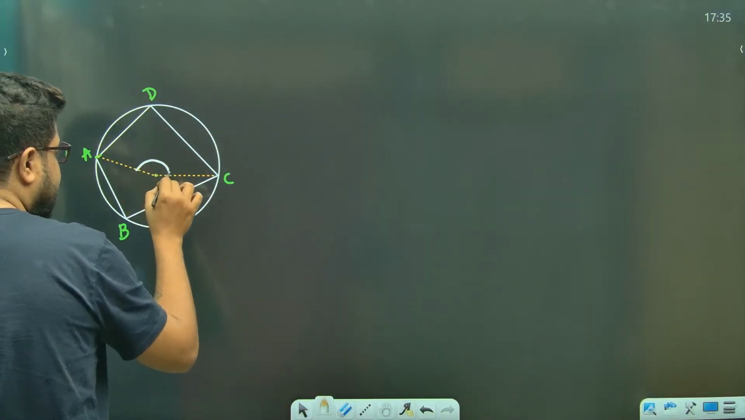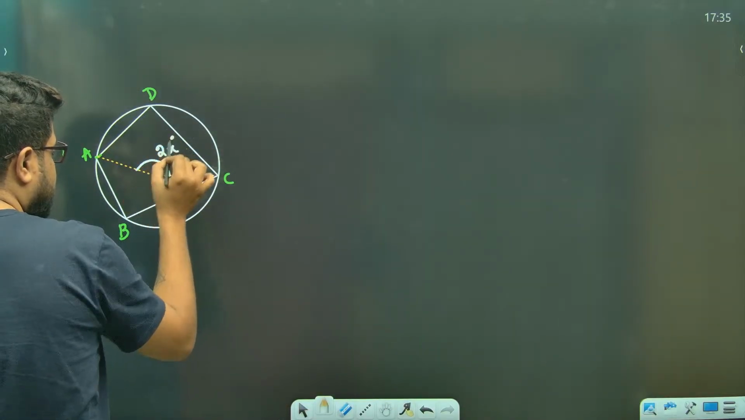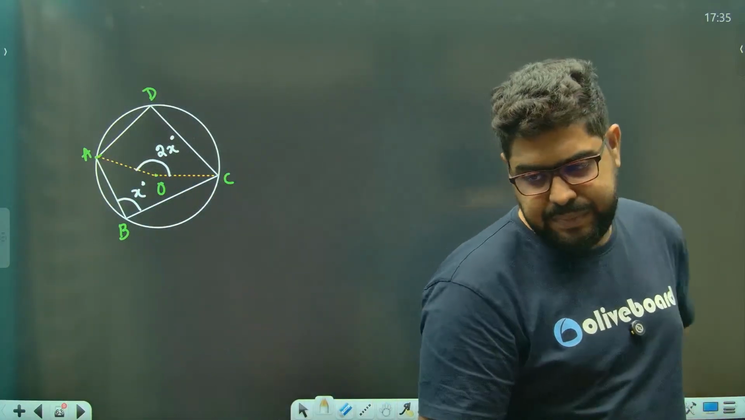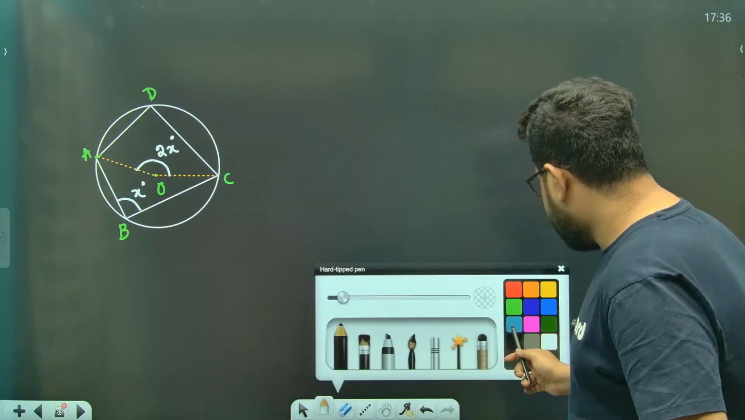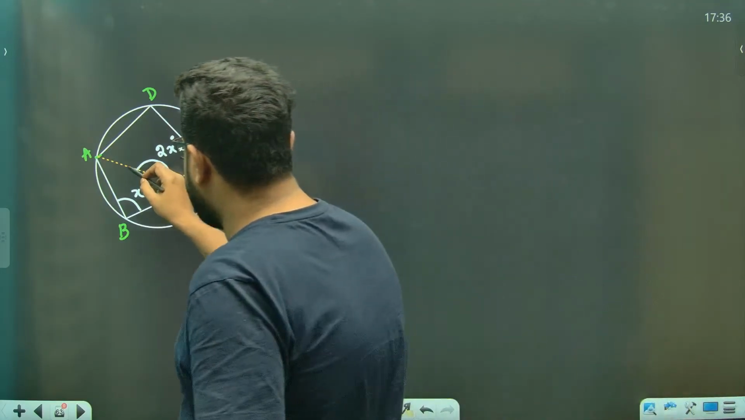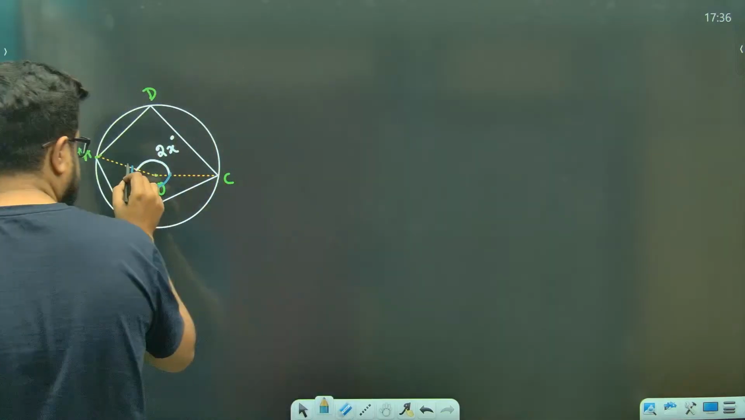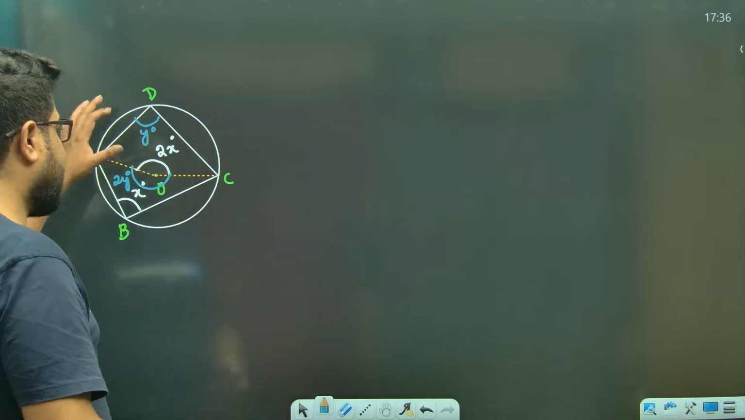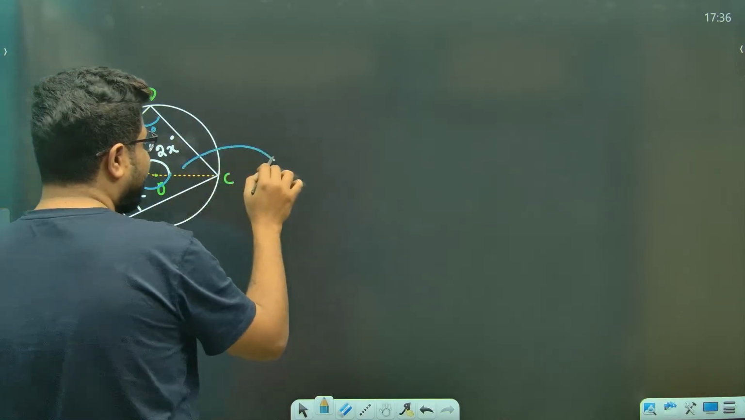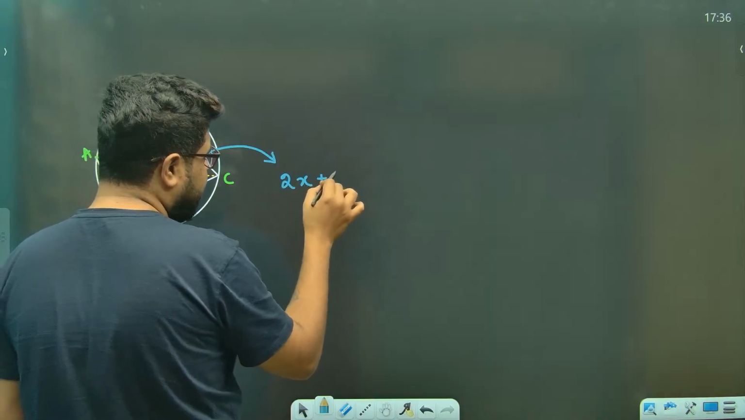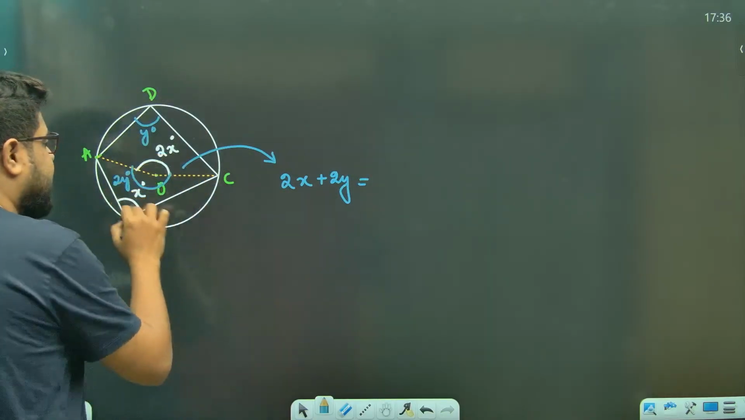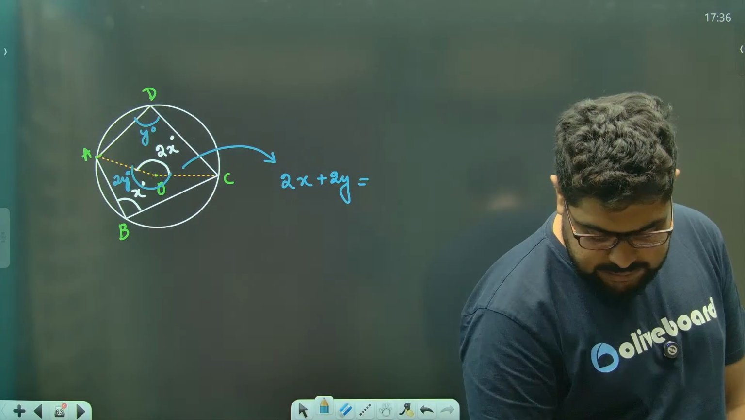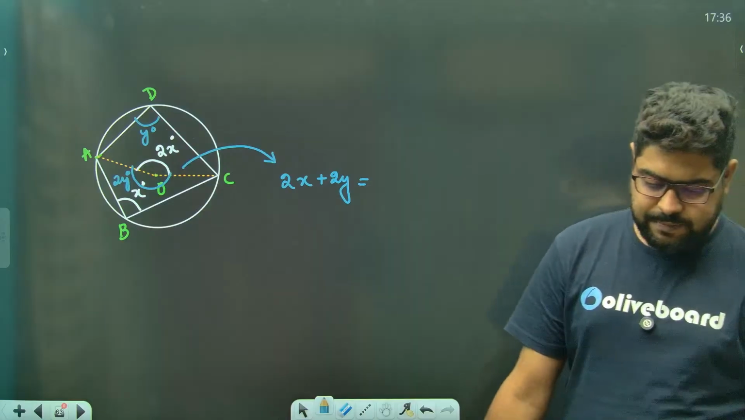Sir, whatever this angle is, if I say this is 2x degrees, can I say this angle will be x degrees? Everybody, can I say this will be x degrees, sir? Now if I say this angle is 2y degrees, can I say this angle will be y degrees? From there you see, so tell me, sir, what is the value of 2x degrees plus 2y degrees? Just by looking at the diagram, what is the value of these two, sir?